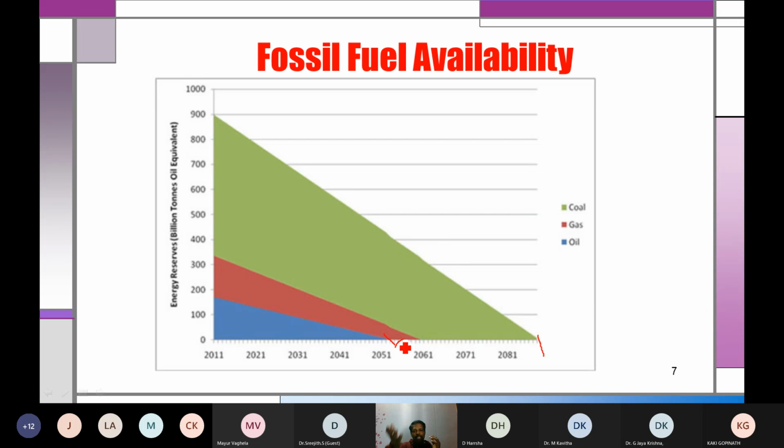That's what we want. But as far as fossil is concerned, today it is there. Tomorrow also it will be there. But day after tomorrow we don't know, because after a few years things will get over. So we need to find an alternate source or alternate fuel which is renewable in nature. So that is the first thing, availability of fossil fuel.